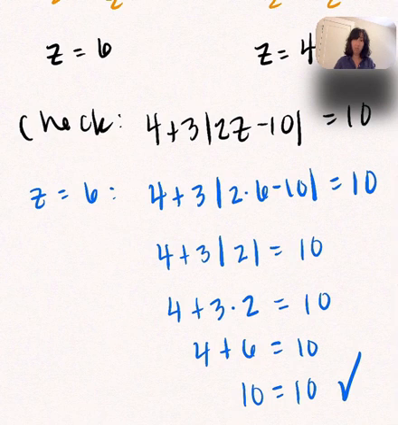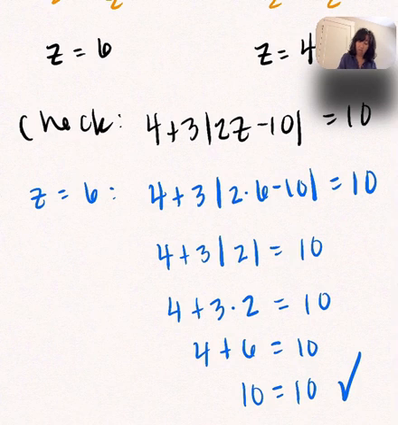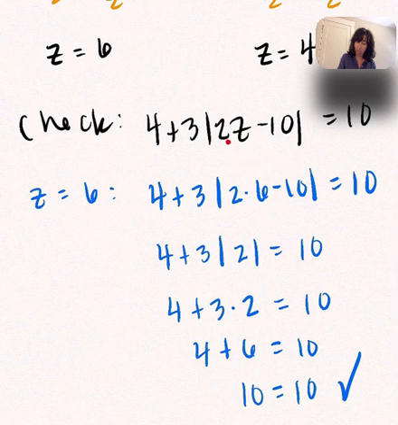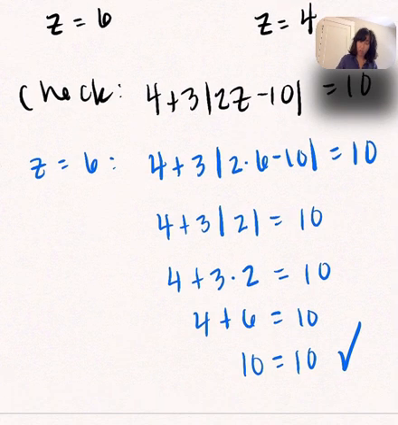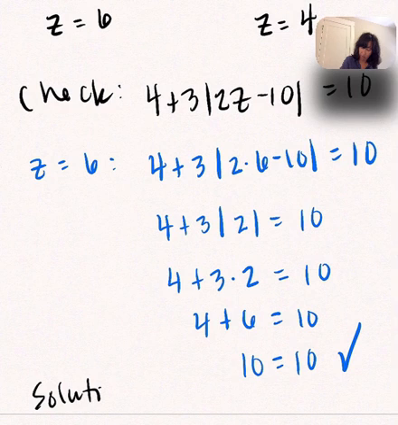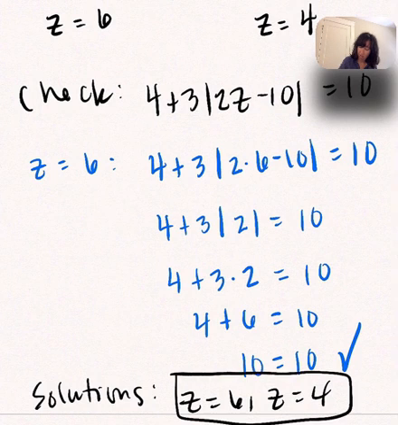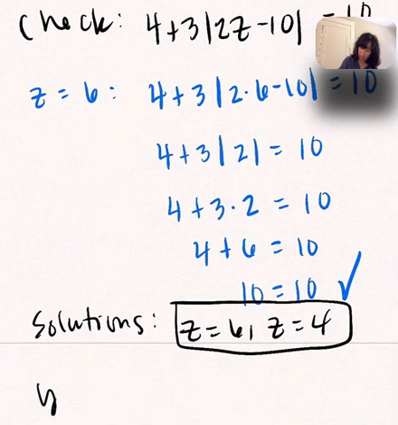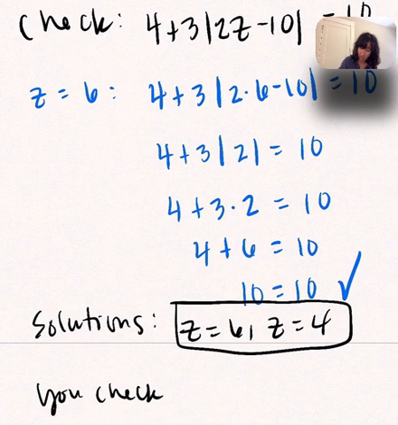Now you guys should take a minute to check that when you plug in 4 into this z spot, both sides are equal to each other. You can do that on your own. If you do, you should see that it is a solution, and our two solutions are z equals 6 and z equals 4. I'm going to have you check z equals 4 in case that part's not clear. So you check z equals 4.